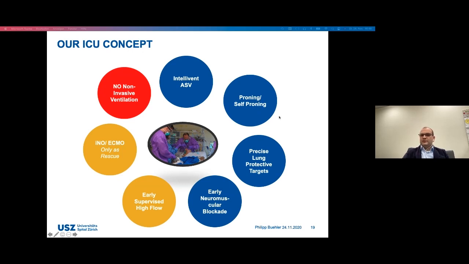Patients in the early phase receive a lung at rest strategy with a PF ratio below 150 millimeters of mercury. Here, neuromuscular blockade is considered early. High flow therapy, you see it here in yellow, is performed with intermittent close monitoring of the inspiratory effort. There is a risk of missing the right time point for lung protective ventilation, and perhaps you increase the risk of patient self-inflicted lung injury.